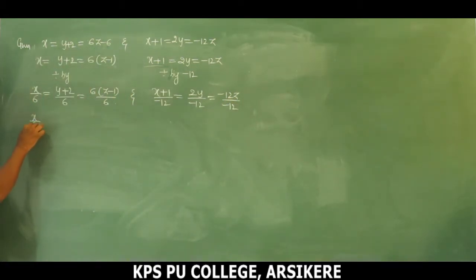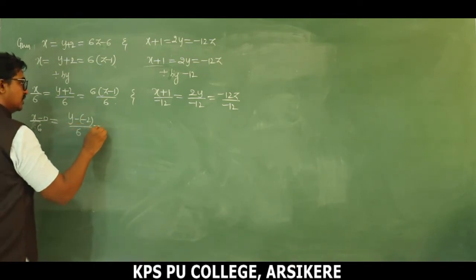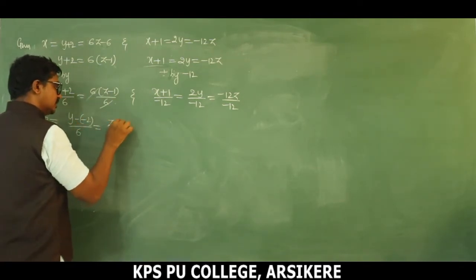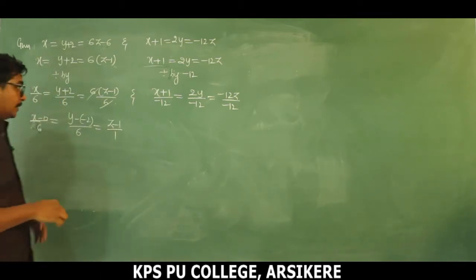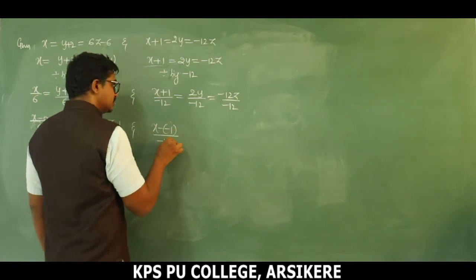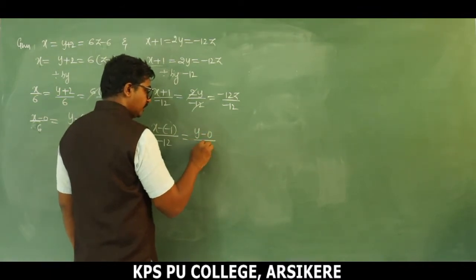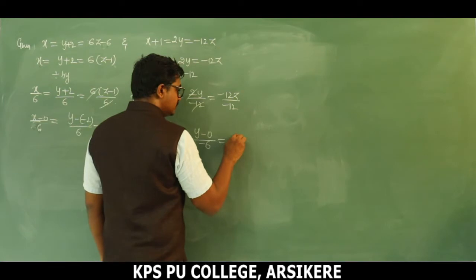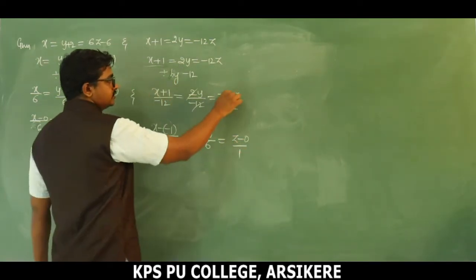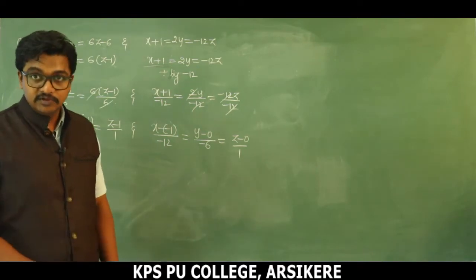This becomes x minus 0 divided by 6 is equal to y minus of minus 2 divided by 6 is equal to, this 6 gets cancelled, z minus 1 divided by 1. And second one, x minus of minus 1 divided by minus 12 is equal to, the 2 and 12 get cancelled, we are left with y minus 0 divided by minus 6 is equal to z minus 0 divided by 1, because this term gets cancelled, z by 1, so we can write z minus 0 divided by 1. Understood, children? Next we need to find the distance between these two lines.